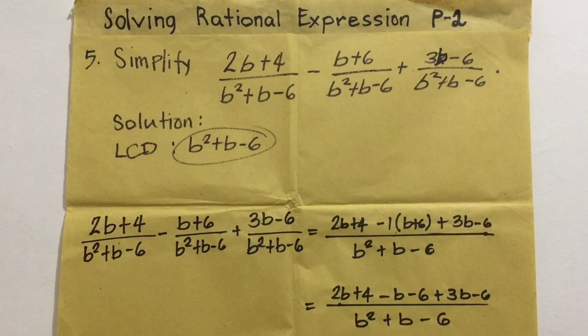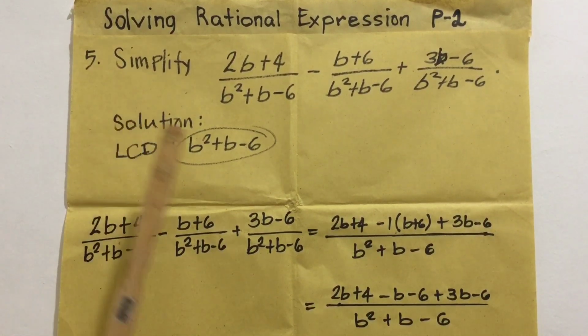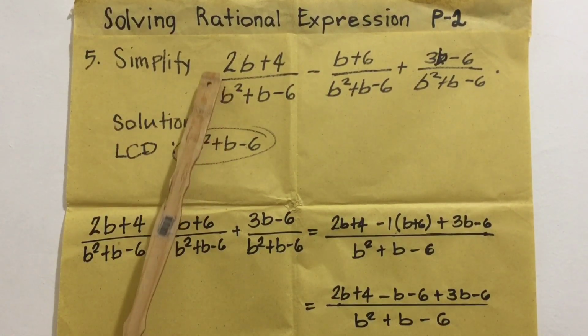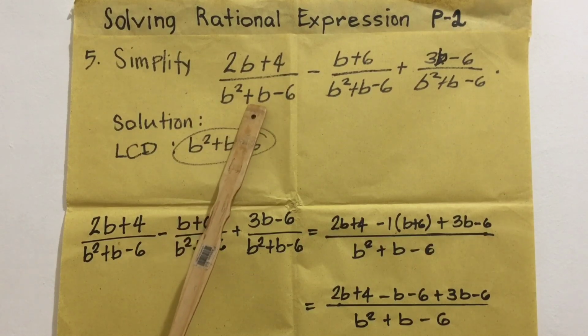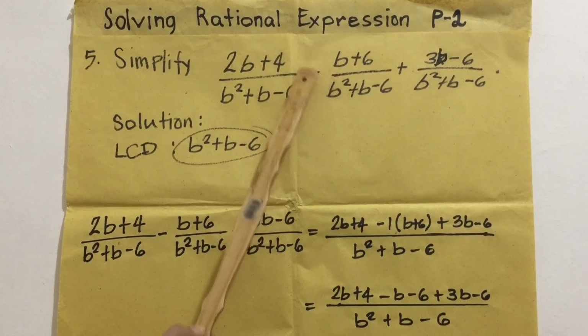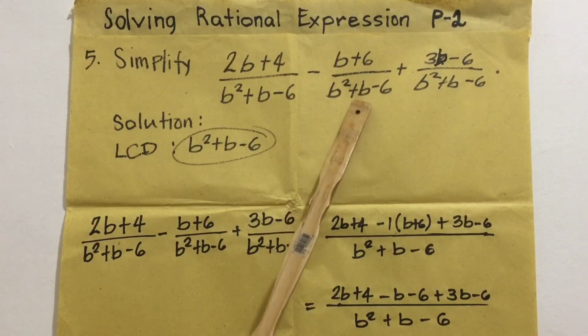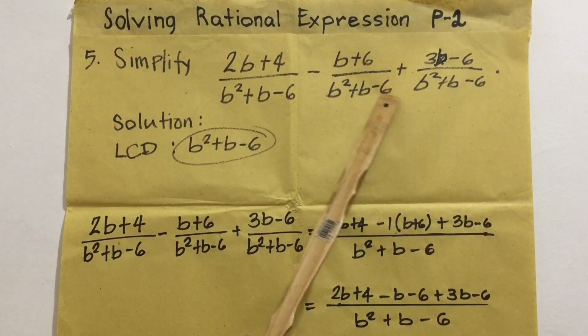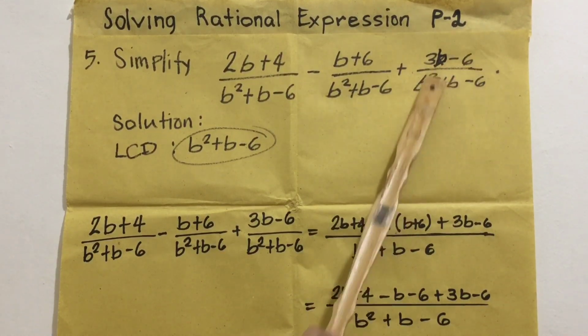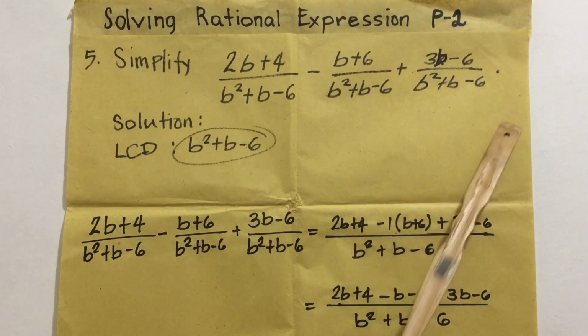Hello everyone, today we're going to study again solving rational expressions, part 2. We are now in number 5. Simplify this given rational expression: (2b + 4) over (b squared + b - 6), then minus (b + 6) over (b squared + b - 6), plus (3b - 6) over (b squared + b - 6).